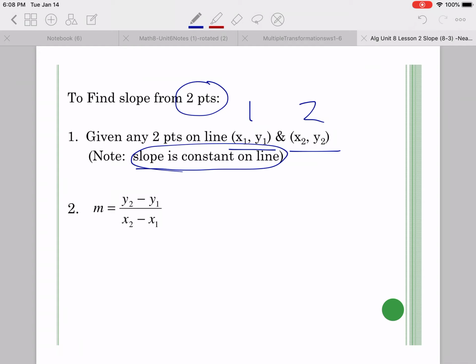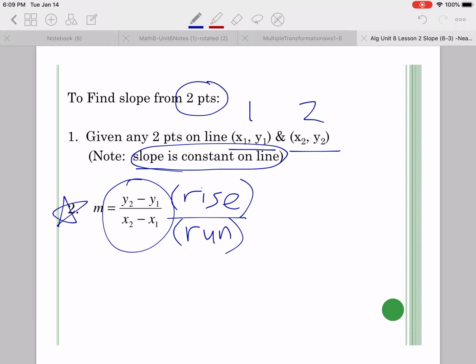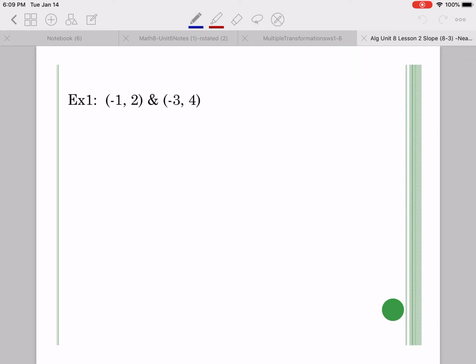But here's what you're really going to want to know: the slope is calculated as y2 minus y1, hence the rise, over x2 minus x1, hence the run. So we're still doing rise over run, but this is the way we would do it given 2 ordered pairs. And so let's do that here with example 1.